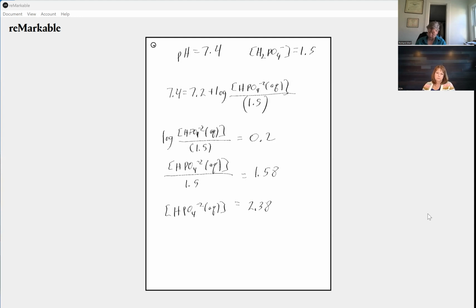So if we have a solution of 1.5 to 2.38, our pH will be exactly 7.4. This is how buffers work. You choose the pH that you want, and you get your ratio of acid to conjugate base, and you're done. This is a stock solution. This is very high concentration, but remember, once we have our stock solution, we can dilute it down to physiological concentrations. So this is fine. This is where we're starting. Okay. 1.5 moles per liter of H2PO4 to 2.38 moles per liter of HPO4 minus 2.